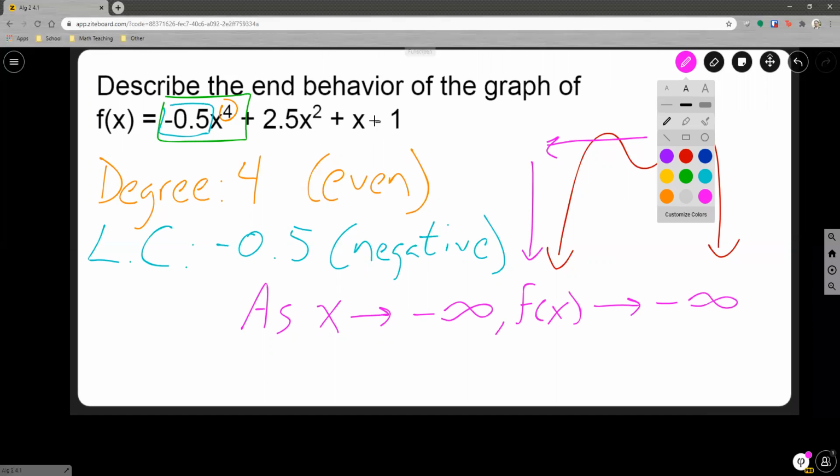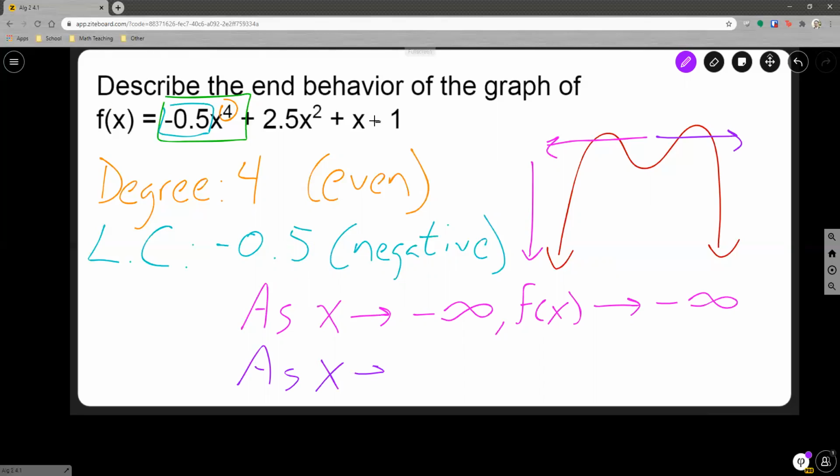And then if I want to talk about going to the right, as x approaches positive infinity, I should change colors here. The yellow does not look good on this. Let's go to purple. As x goes to positive infinity, my f of x, my vertical coordinates, are going to go towards negative infinity. So as I go to the right with my x's, my y values, or my f of x values, are going to go down.